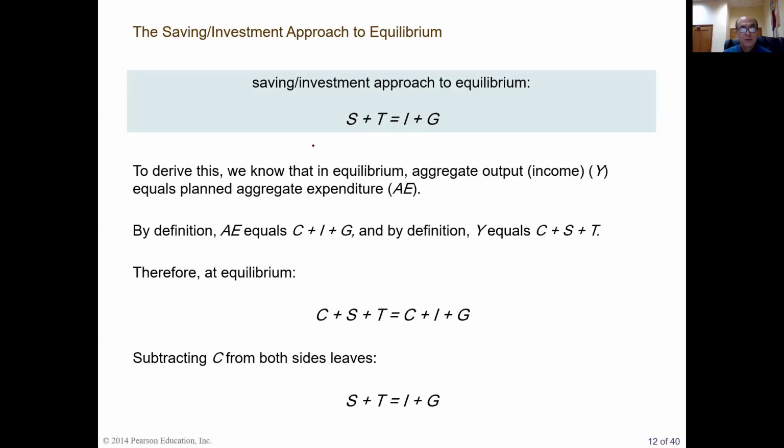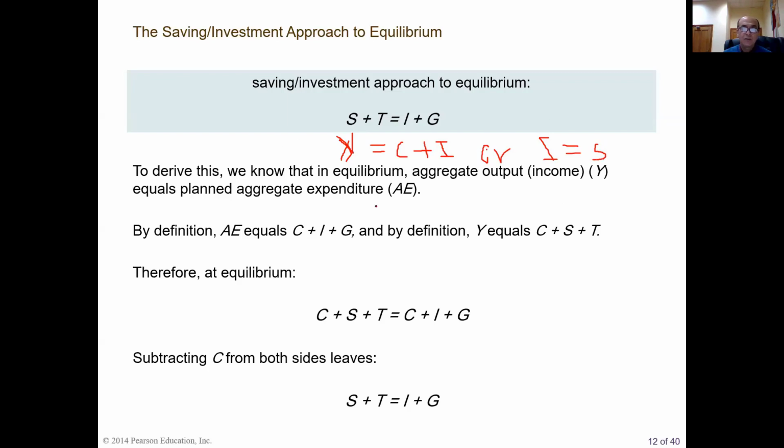Right now, I also have to remind you about the previous equilibrium equation, according to the existence of only two sectors in our market. The main equilibrium point was Y equals C plus I, or I equals S.